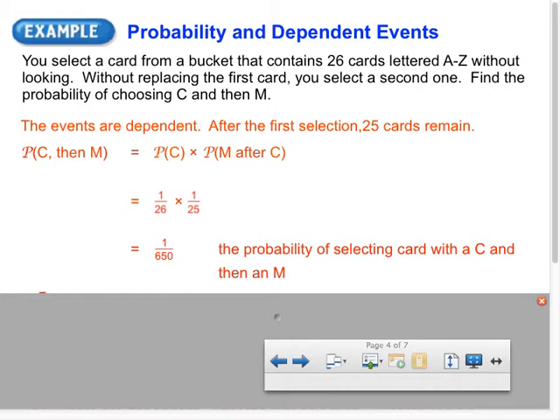So we drew the card. Please be quiet. We drew the card that has a C on it. We already pulled that out. Okay? We're not going to put it back in the bucket, but we need to pick a next card. Do you understand? That's why we got to subtract one from the denominator, because the number of possible outcomes is less a card.